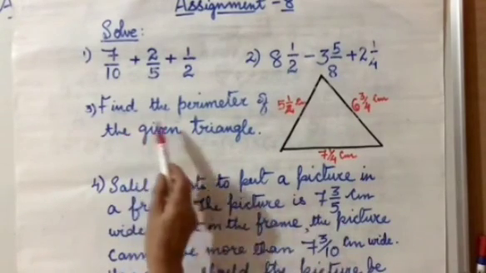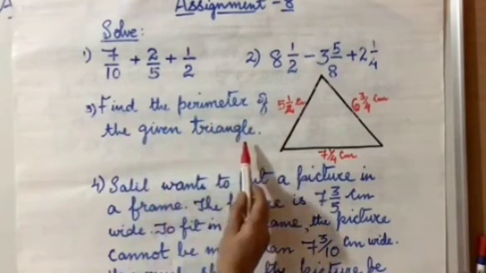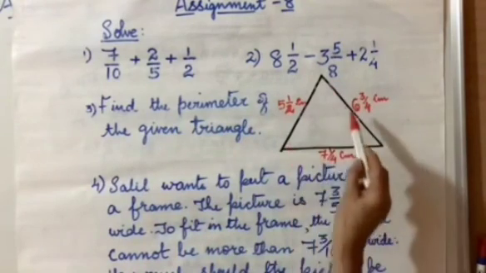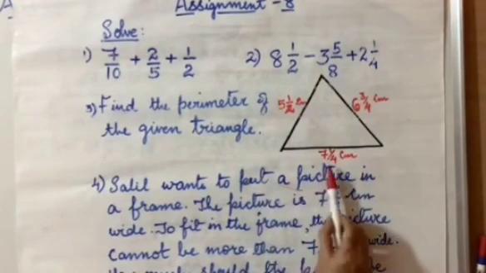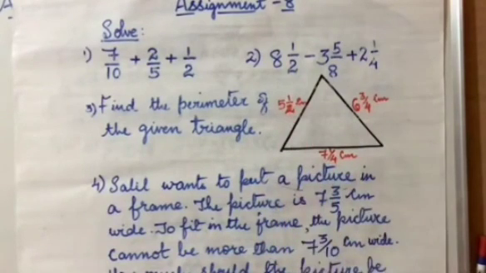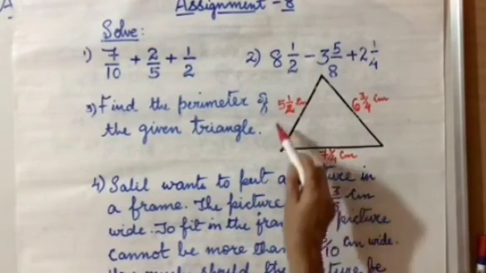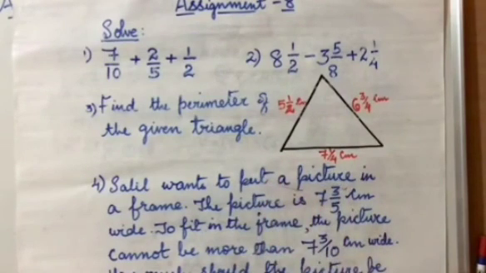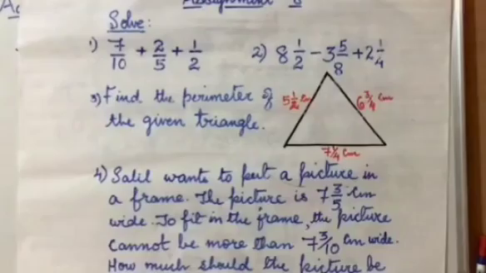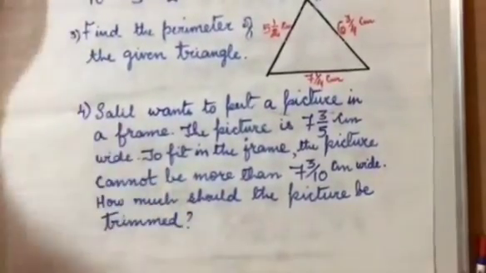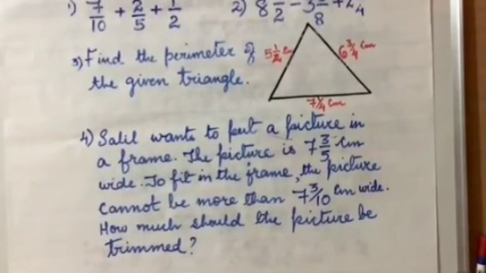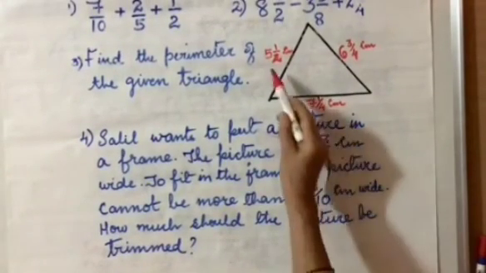The next one is find the perimeter of the given triangle. The triangle is given to you. The sides are given 3 by 4 centimeters, 7/4 centimeter and 5.5 centimeter. So you have to find the perimeter. You all know what the formula is. Perimeter, please recall. Perimeter of any polygon is, remember, sum of all its sides. Okay, there are 3 sides.